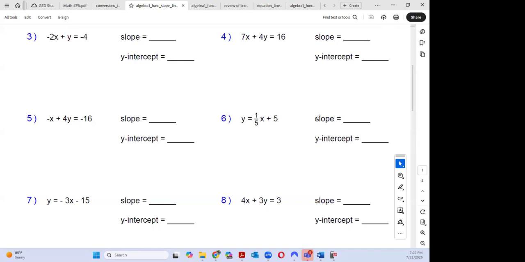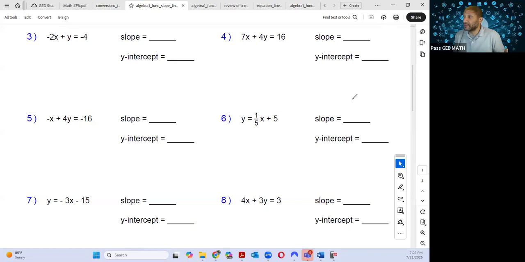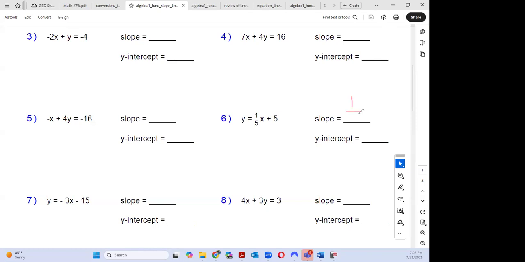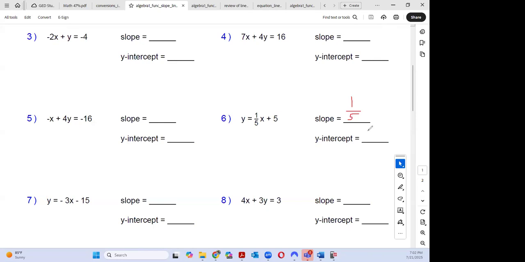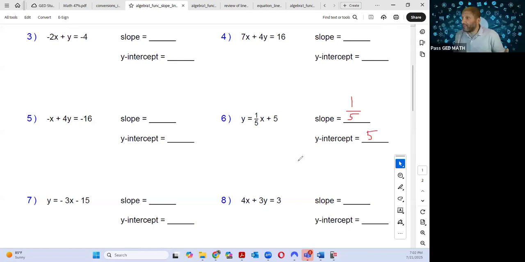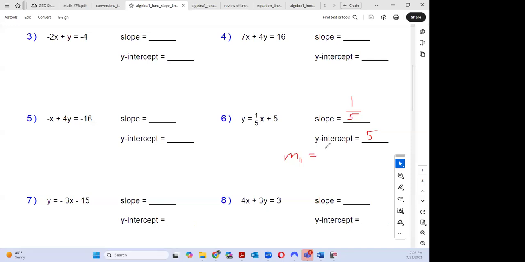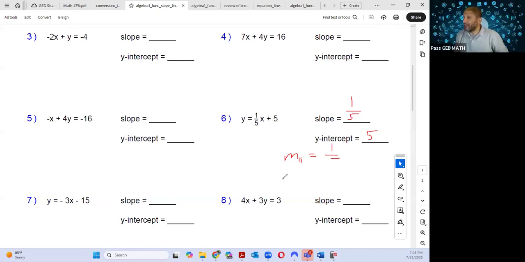What's the slope of number 6? 1/5. What's the y-intercept? 5. What's the slope of any line that's parallel to this line? Would it be 1/5? 1/5.